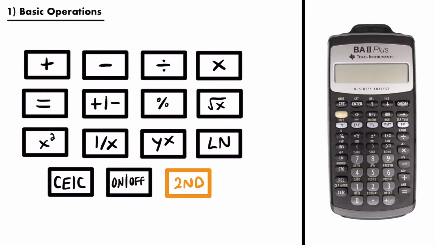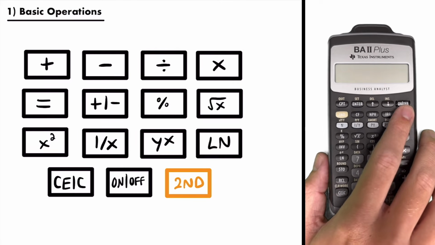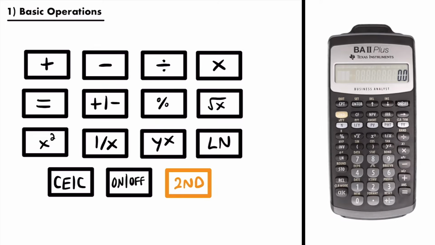All right, so we're going to start off with some basic operations. These are some of the buttons that I believe you should know how to use. They're going to help you to do a lot of calculations a lot quicker. All right, so if you look at the right-hand side of your screen, you'll see that we have the BA2 Plus calculator here. And the first thing that you want to do with your calculator is turn it on. And the on and off button is located at the top right-hand corner. And so if you press that button, your calculator should turn on.